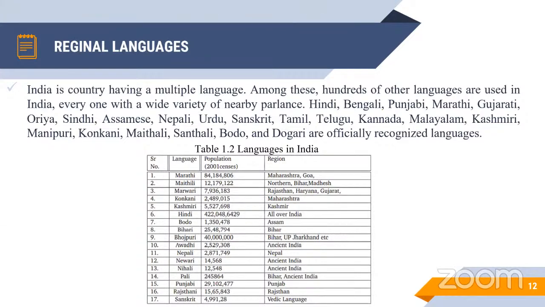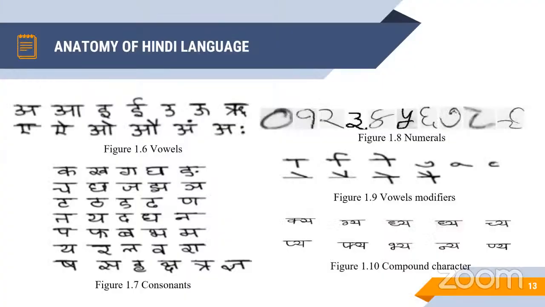And Hindi is the regional language for Marathi, for Marwari, for Kashmiri, for Bihari, for Bhojpuri. In each and every language, the regional language is Hindi. So now we need to learn about the anatomy of the Hindi language. In each and every language, there are many different vowels and numerals available. These are the vowels. The numerals, that means 0, 1, 2, 3 to 9.